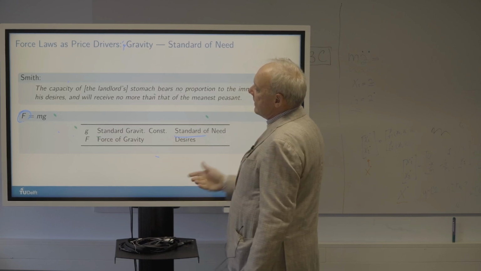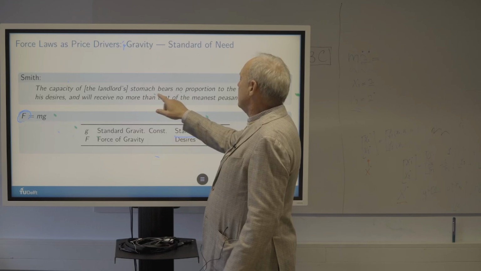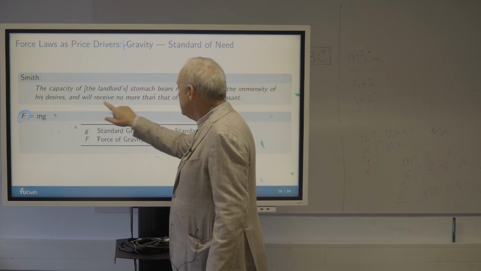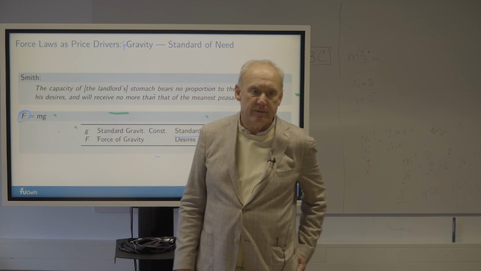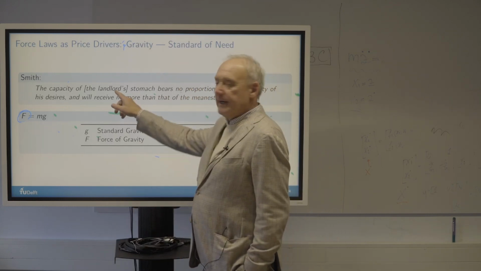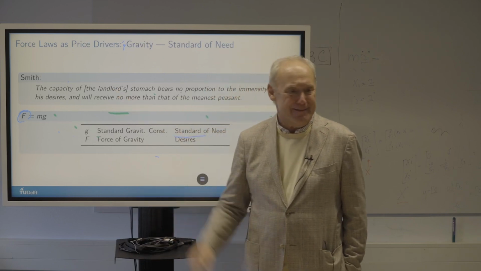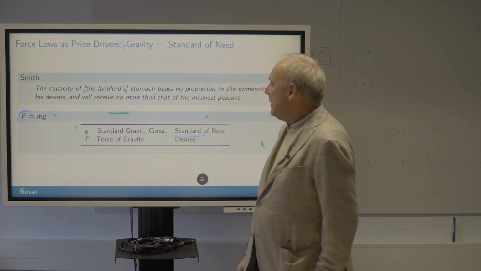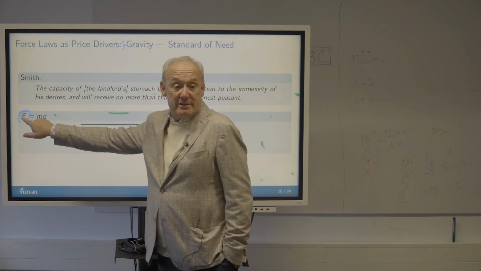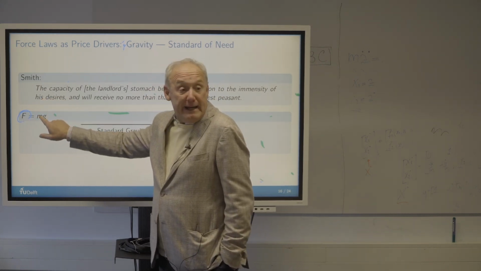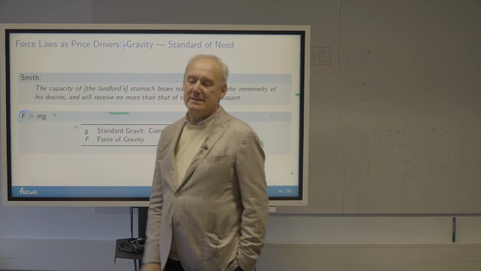In fact, there's another famous quote by Adam Smith. I love these kinds of guys. It says the capacity of his stomach bears no proportion to his desires, and he will receive no more than that of the meanest person. By mean, he means lowest, the one who has the least. So he said, whether you're a big landlord or the biggest president, the needs of your stomach are going to be the same. But his desires, which is that force, can be immense if you are a big guy. So although your needs are the same, your desires can be immense.